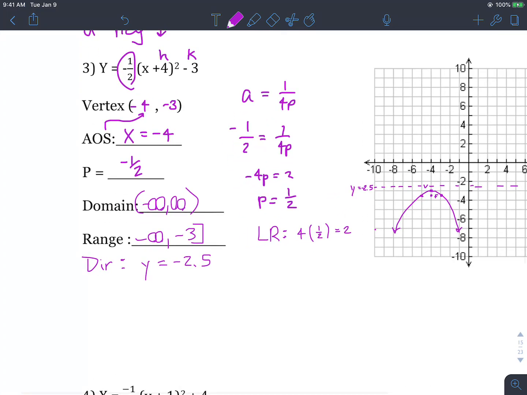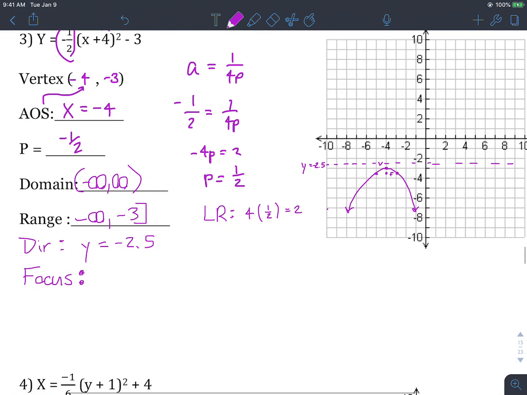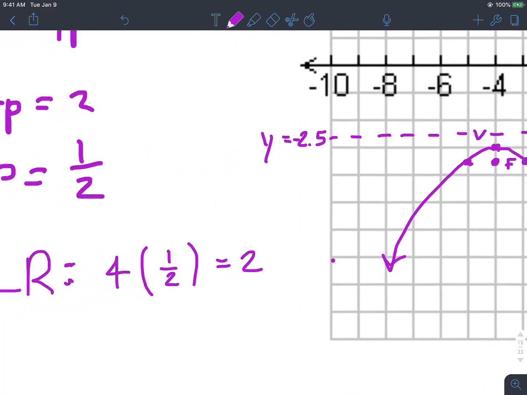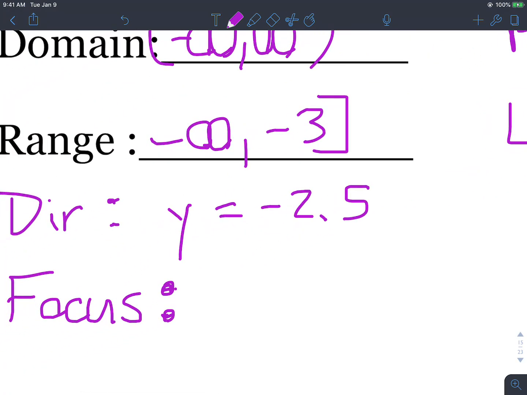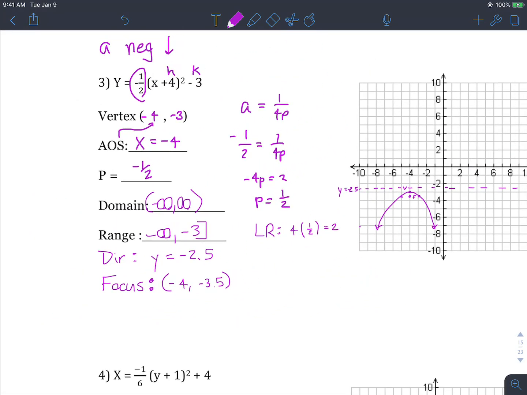If you want to list out your focus, sometimes the different tests and quizzes will actually ask for the focus point. So if you're doing the focus point there, I guess we kind of estimate where that is. That looks like that's at negative 4, and then that's kind of at 3.5, I guess, or negative 3.5. So yeah, let's go negative 4 and then negative 3.5, just in case you need to list it out. And there you go.